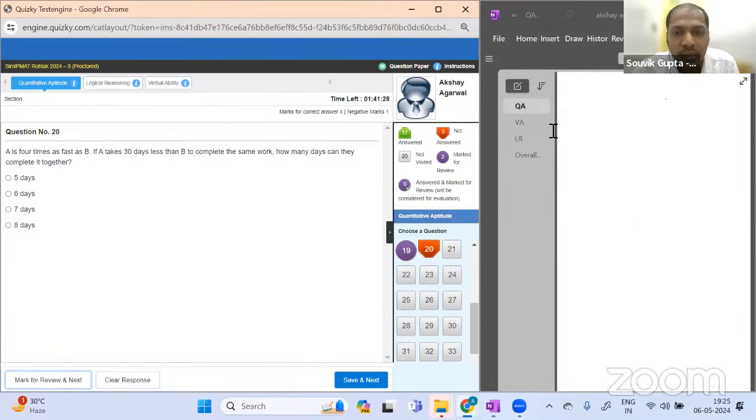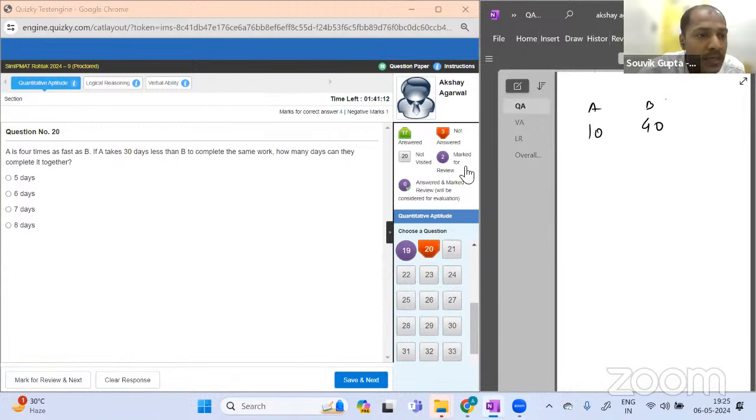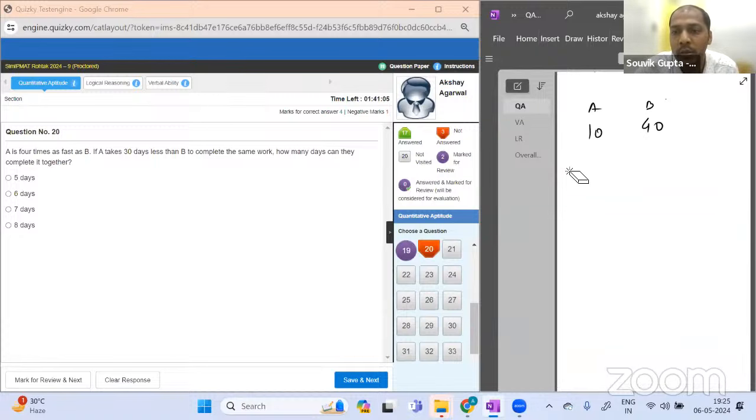A is 4 times as fast as B. If A takes 30 days less than B to complete the work, so A does the work in 10 days and B does the work in 40 days. How many days can the work be completed together? We'll take the work to be 40, so basically 8 days they should complete the work.